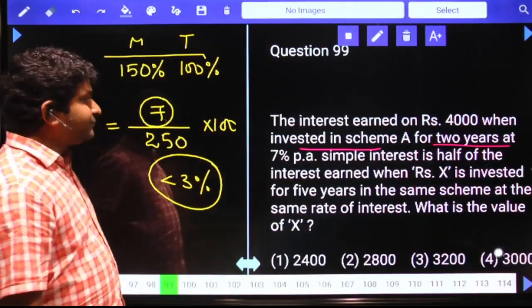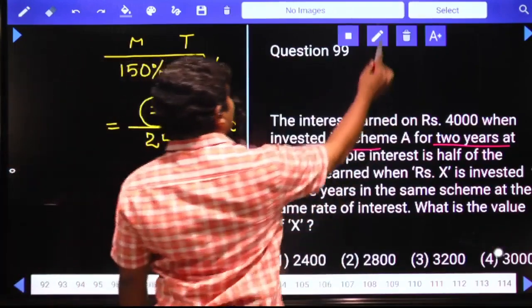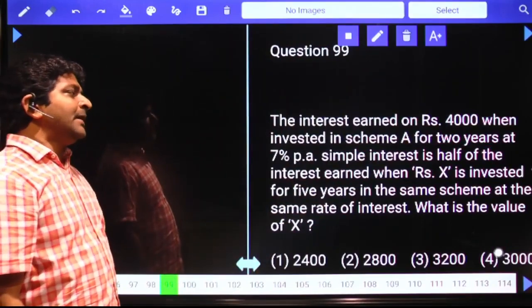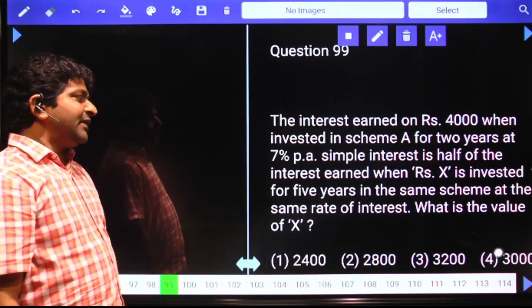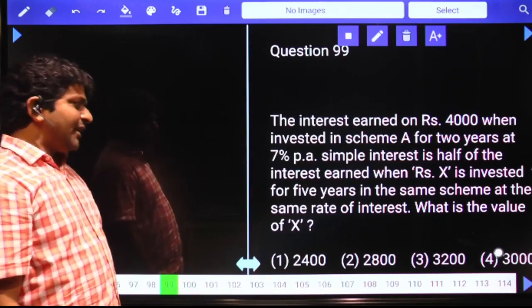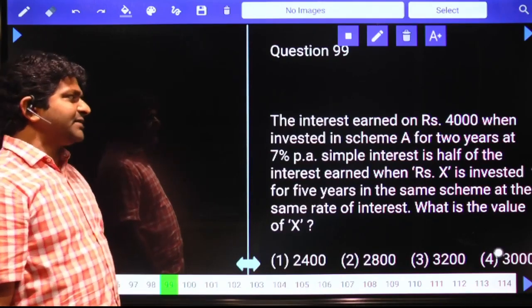Next. The interest earned on 4,000 rupees when invested in scheme A for 2 years at 7% per annum simple interest is half of the interest earned when X rupees is invested for 5 years in the same scheme at the same rate of interest. What is the value of X?